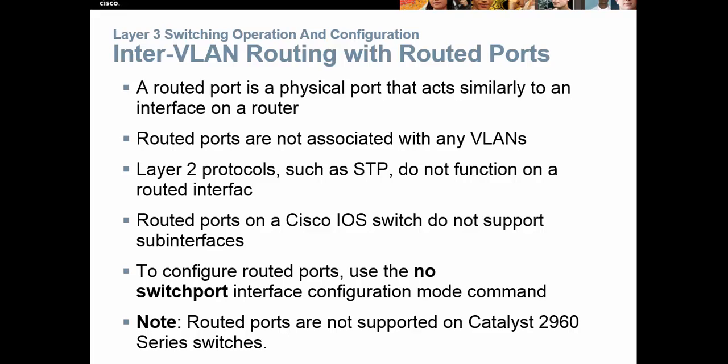Now, inter VLAN routing with routed ports. A routed port is a physical port that acts similarly to an interface on a router. These routed ports are not associated with any VLANs. Layer 2 protocols such as STP, spanning tree protocol, do not function on a routed interface. Routed ports on the Cisco IOS switch do not support subinterfaces. To configure routed ports, use the no switchport interface configuration mode command. One of the things you need to pay attention to is that routed ports are not supported on the Catalyst 2960 series switches.